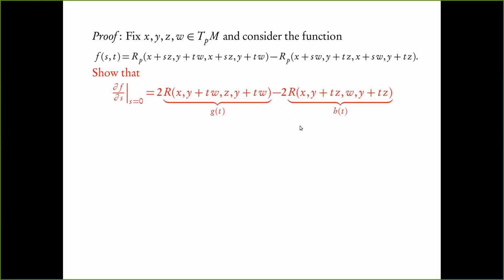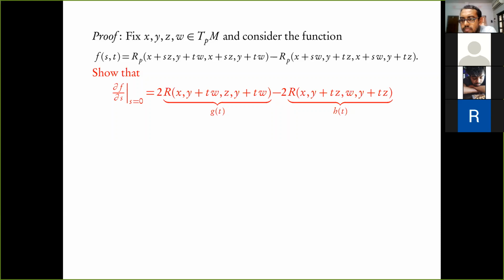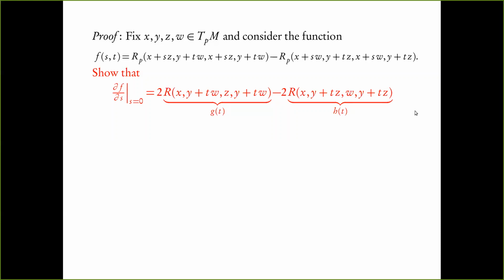But this is an easy exercise. I'd ideally want all of you to go back and do these couple of lines of computation. So this is the first partial that we want, del f del s. Let's call these functions g of t and h of t. So any questions so far before we move on?